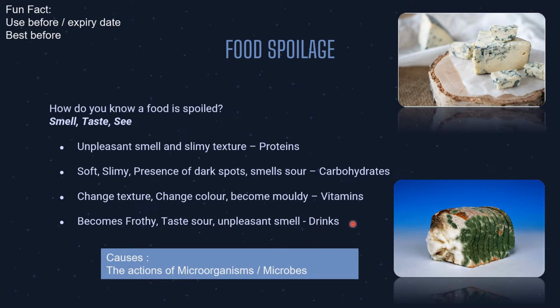Next, drinks. So drinks are such as milk, vegetable juice, fruit juice, and so on. First, it becomes frothy. So frothy means tiny bubbles. Second, it tastes sour. So usually milk, when you drink it, is very sweet and fresh, but once it spoils, then it is sour. Lastly, it produces an unpleasant smell, which is also known as smelly smell.